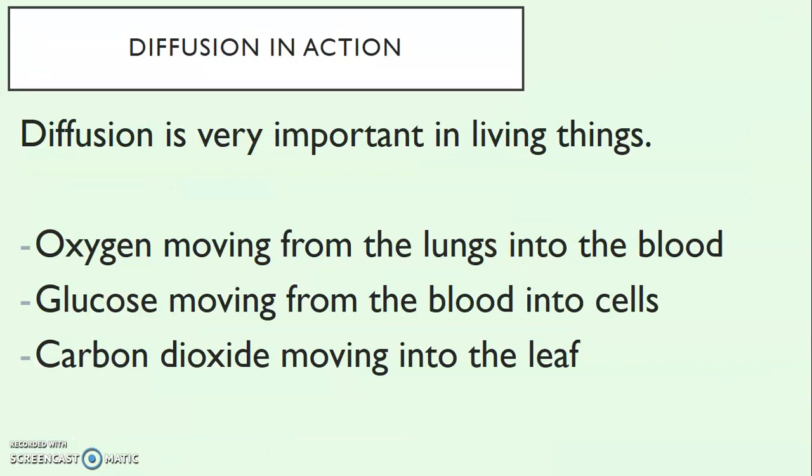Right, so welcome back. Hopefully you've got your diagram explaining diffusion. Just something to be aware of specifically for the biology. Diffusion is very important in living things. For example, when oxygen moves from the lungs into the blood, when you breathe in oxygen-rich air. So you have a high concentration of oxygen and it moves into the blood. Glucose, so your sugars that you need for respiration, moving from the blood into cells. And also in plants, for example, carbon dioxide moving into the leaf. So it's things that are happening all of the time in your bodies.